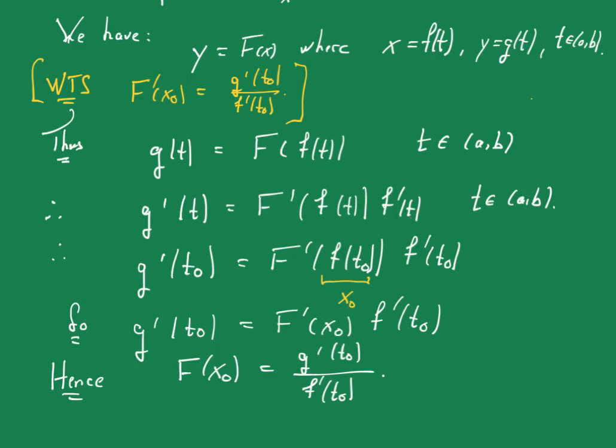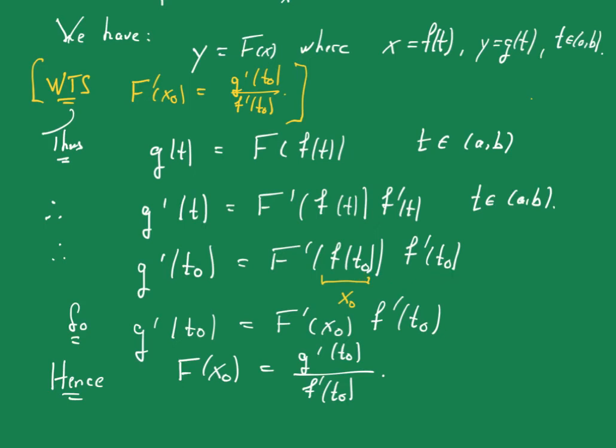So this holds for any t in AB, and so, in particular, it holds at t naught, the point we started with. So we have g prime of t naught is equal to capital F prime of little f of t naught times little f prime of t naught.